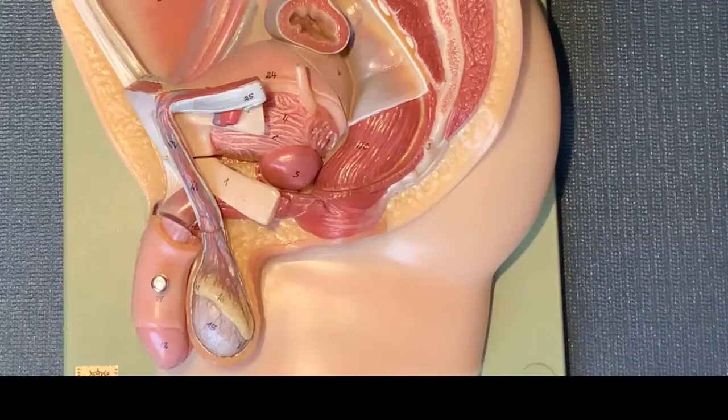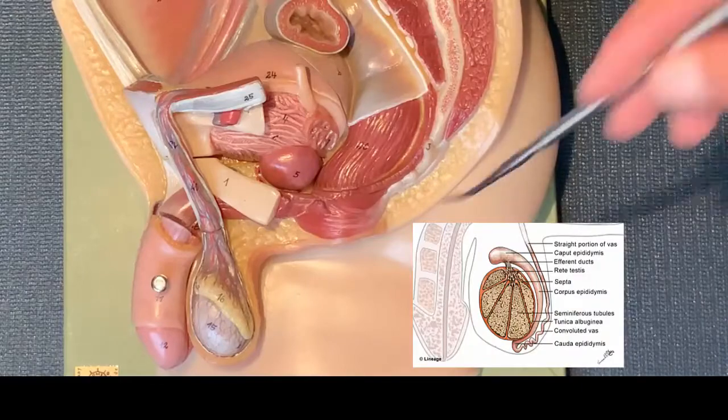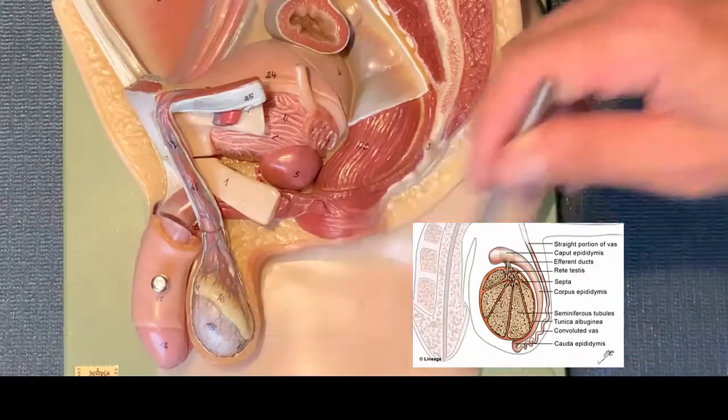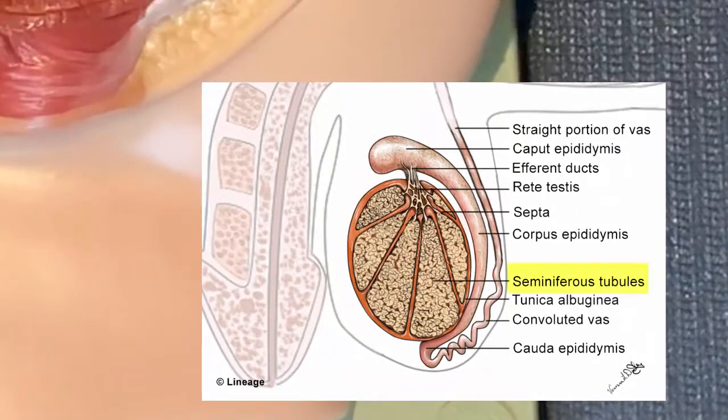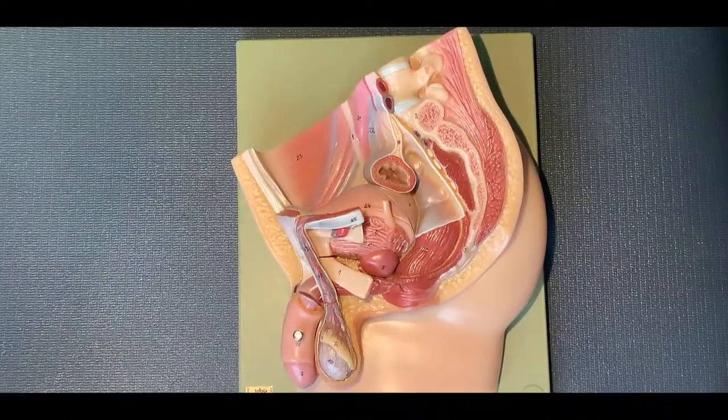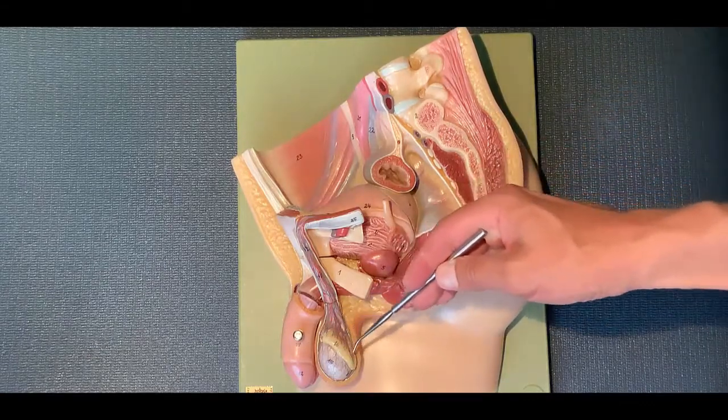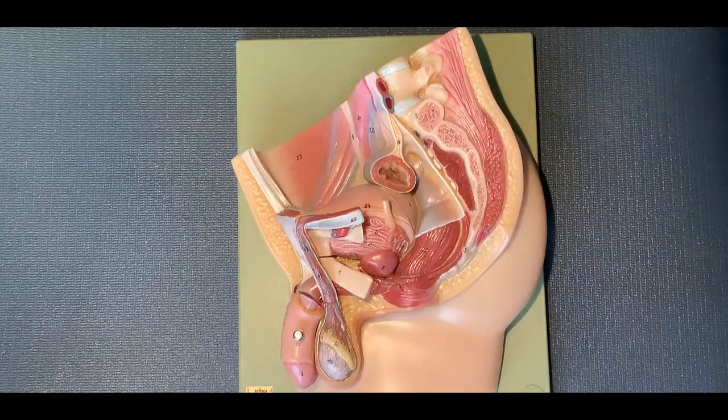Seminiferous tubules are not viewable on this model. The seminiferous tubules would be found within the testis. The majority of the tissue of the testis is made up of tiny tubes, or tubules, called seminiferous tubules, in which sperm develop through the wall of the seminiferous tubule. Once the sperm are formed, they are going to be deposited into the lumen of the seminiferous tubules and then be carried to the epididymis and then eventually through the vas deferens or the ductus deferens.